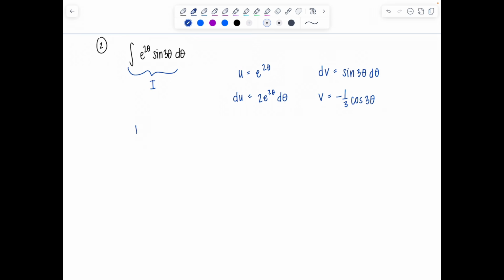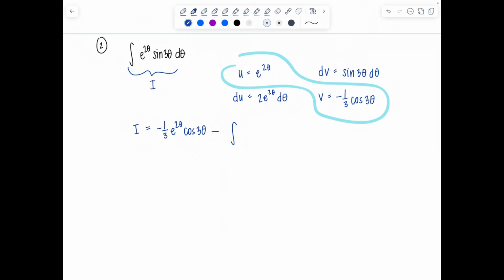Okay, so my original integral I is equal to the product of uv, so that's going to be negative 1/3 e to the 2 theta cosine 3 theta minus integral of this product here, v du. Well, I love taking constants outside, so 2 and negative 1/3, that's going to make this plus, let's put the 2/3 outside, and then we have e to the 2 theta cosine 3 theta d theta. How are we doing so far?